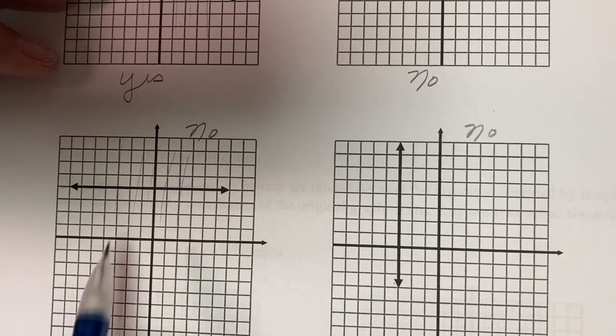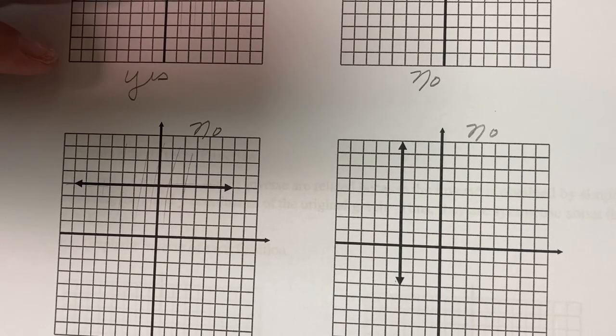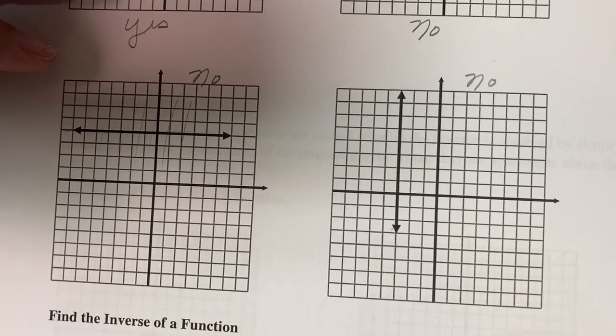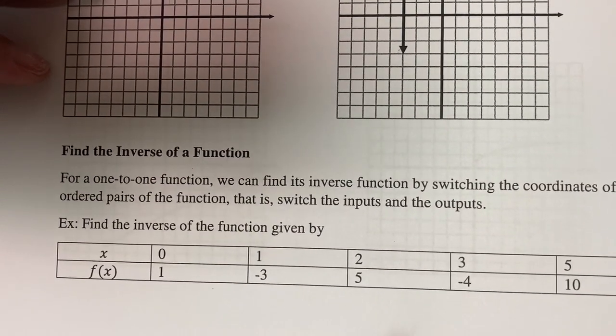All lines except for a horizontal line and a vertical line will be one-to-one functions. Okay, so now that we know what one-to-one function means, let's go ahead and find the inverse of a function.